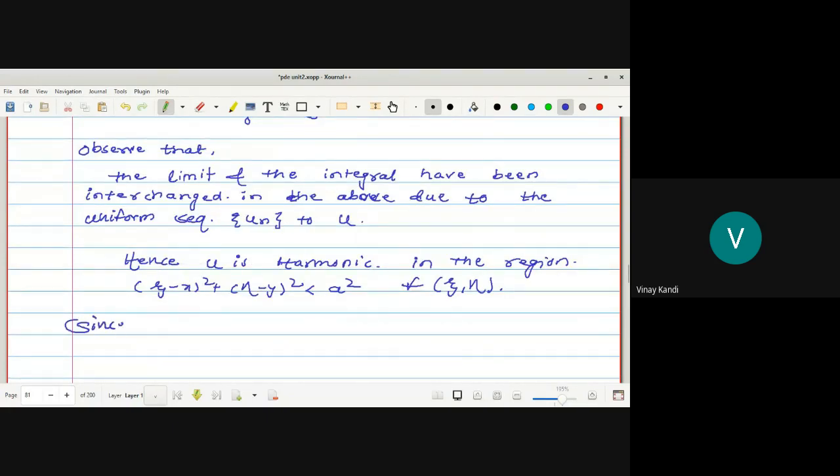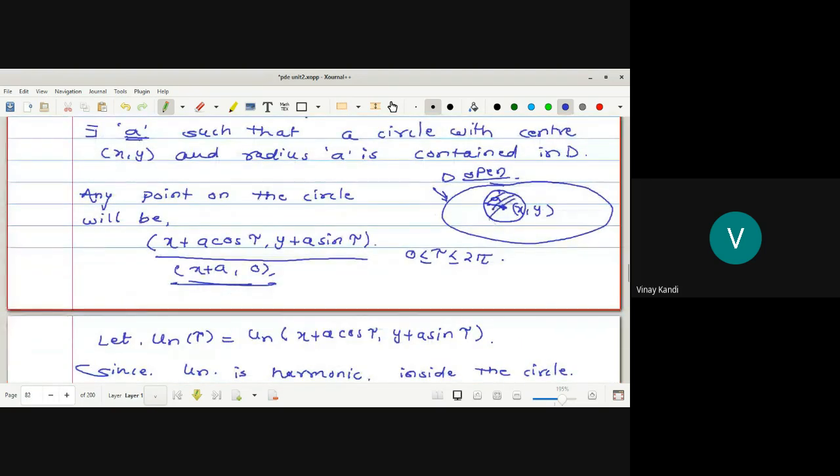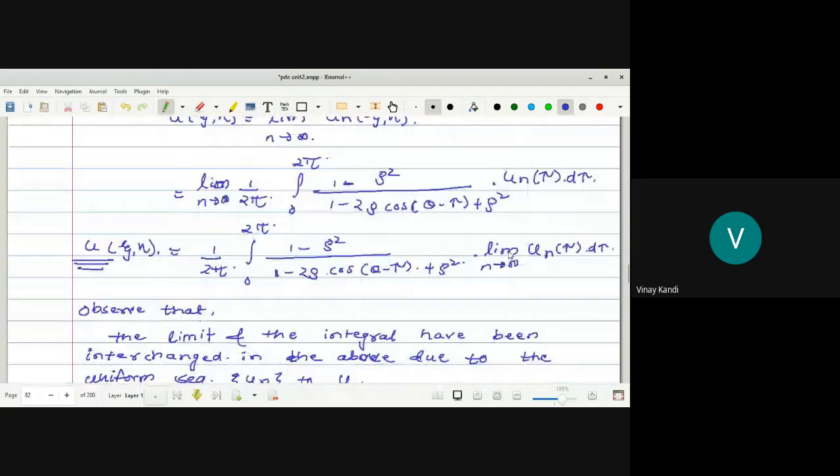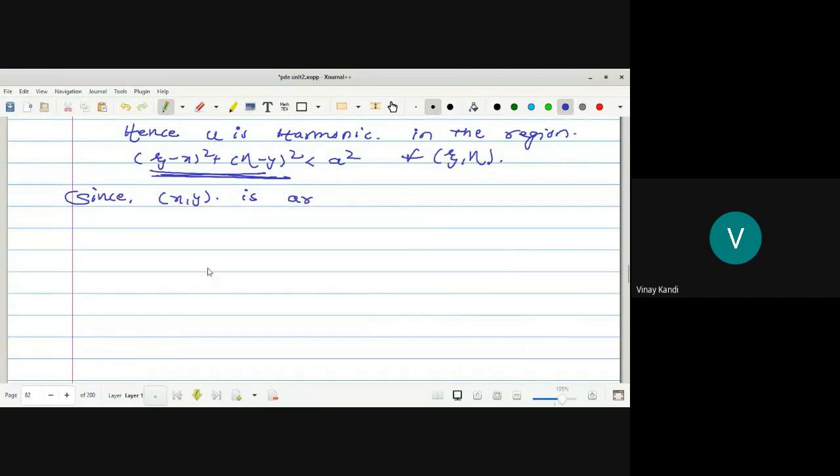Since the point x and y is arbitrary, hence u is harmonic inside the region, which means at every point inside this circle u is harmonic. But x and y is an arbitrary point. We can take x y here, or here. So since x y is an arbitrary point of D, we can say that u is harmonic in D. Since x y is an arbitrary point of D implies u is harmonic in D.